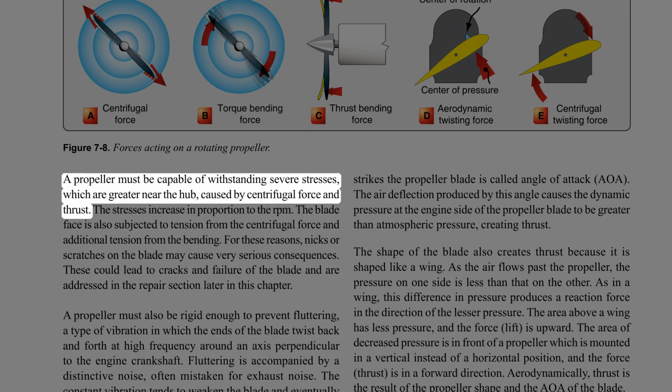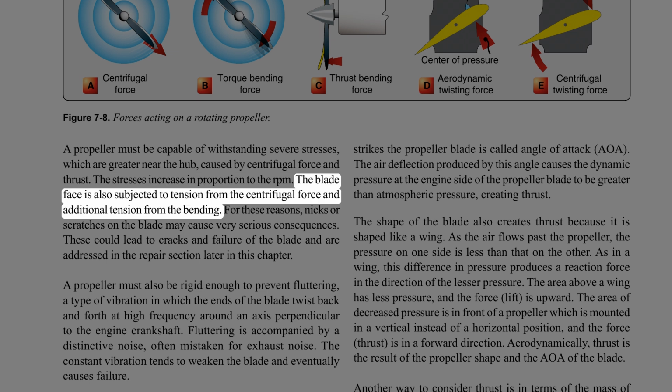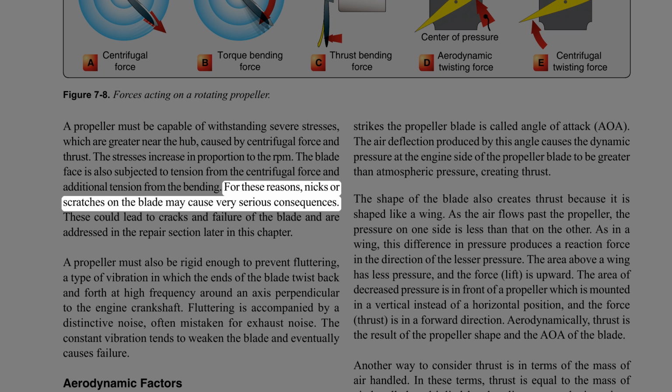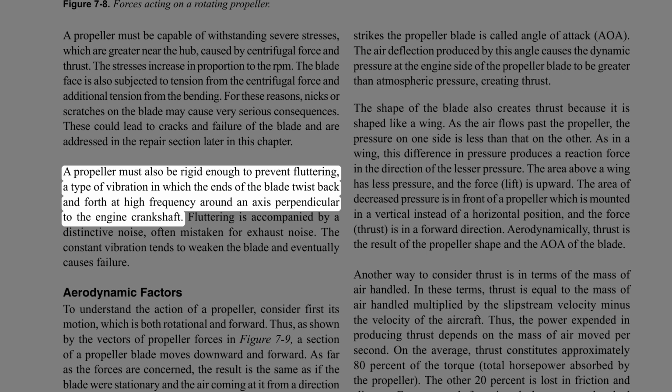A propeller must be capable of withstanding severe stresses, which are greater near the hub, caused by centrifugal force and thrust. The stresses increase in proportion to the RPM. The blade face is also subjected to tension from the centrifugal force and additional tension from the bending. For these reasons, nicks or scratches on the blade may cause very serious consequences. These could lead to cracks and failure of the blade and are addressed in the repair section later in this chapter. A propeller must also be rigid enough to prevent fluttering, a type of vibration in which the ends of the blade twist back and forth at high frequency around an axis perpendicular to the engine crankshaft.